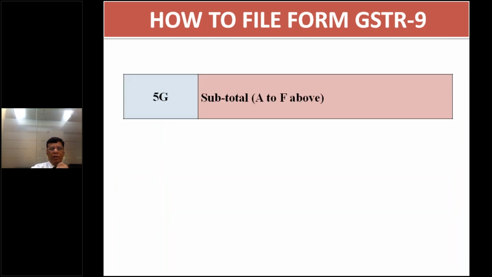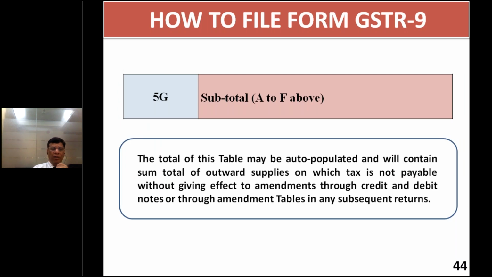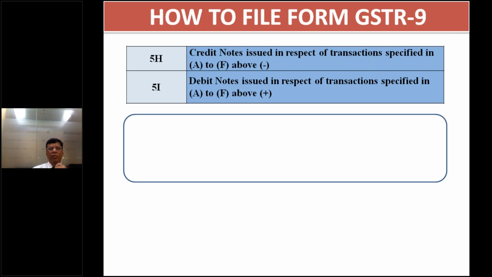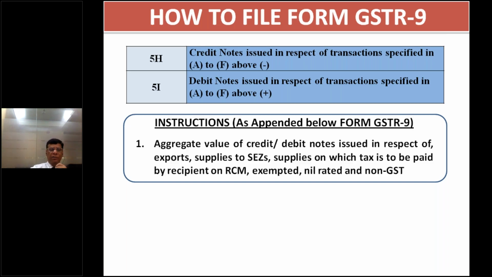Table 5G will contain information A to F above, and the total of this table will be auto-populated and will contain the total of outward supplies on which tax is not payable, without giving effect to credit and debit notes or amendments in any subsequent period. In 5H, we have to mention the credit notes based on which the turnover will decrease and the debit notes based on which the turnover will increase.